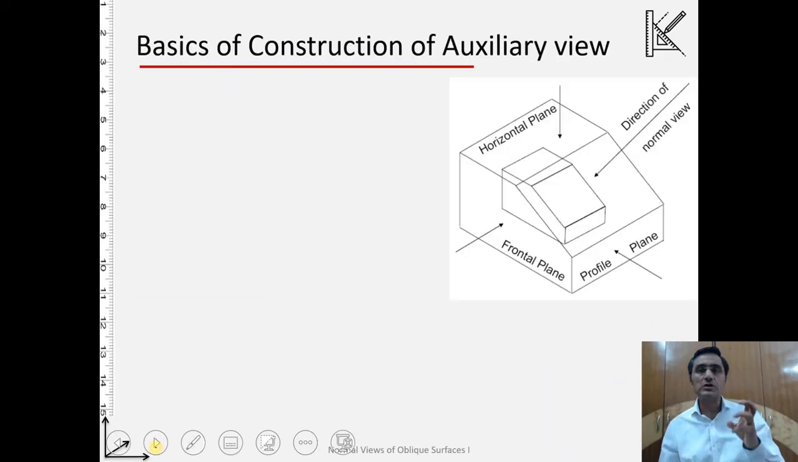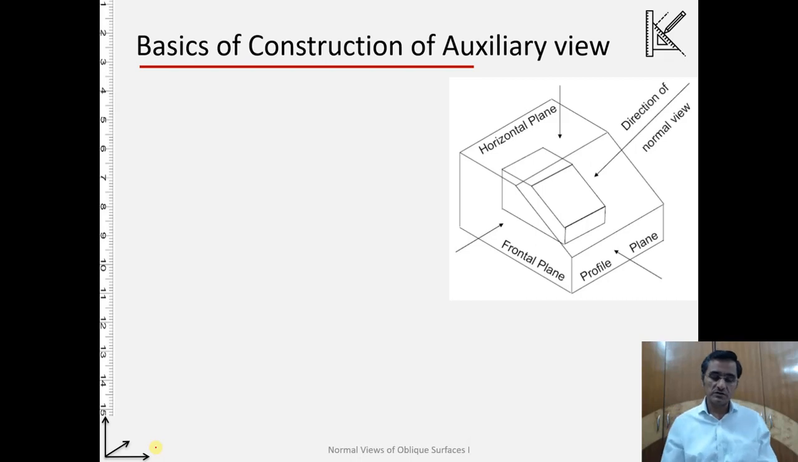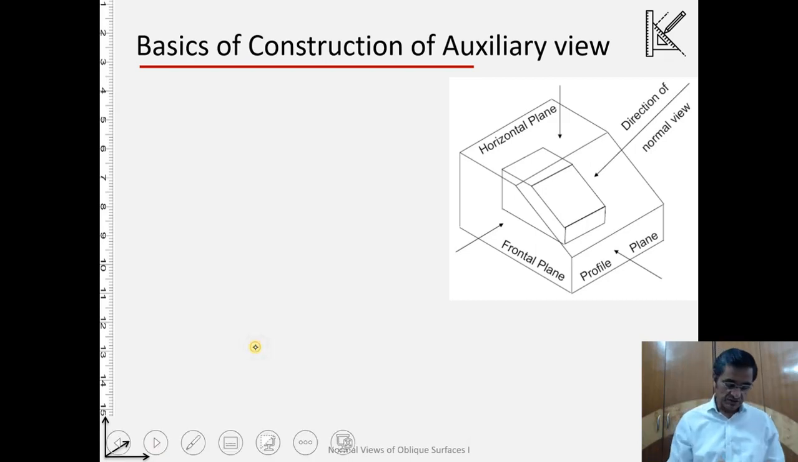Now let us look into the basics of construction of auxiliary view. Given an object which has a certain surface or certain face inclined or oblique, how to generate the auxiliary view of that oblique surface? So what are the steps? So the steps I will tell you over here.